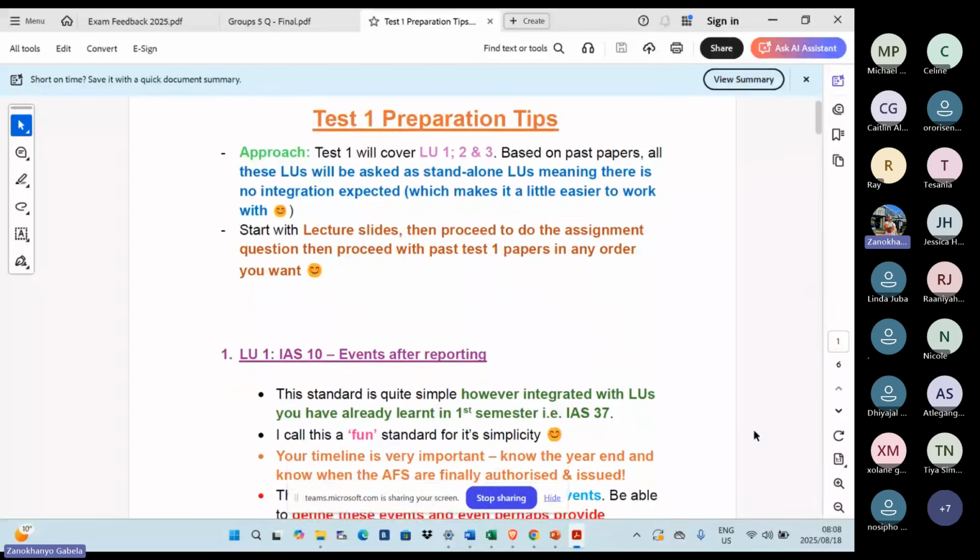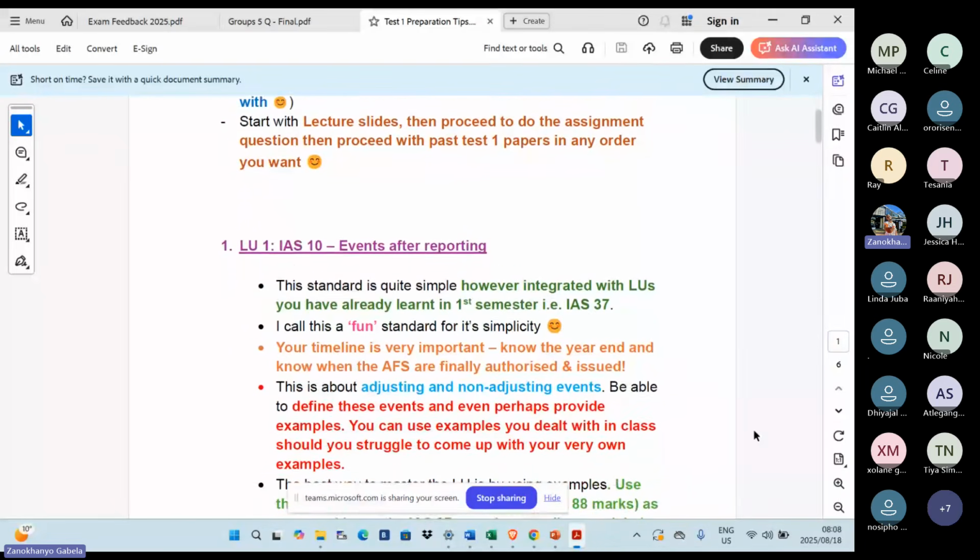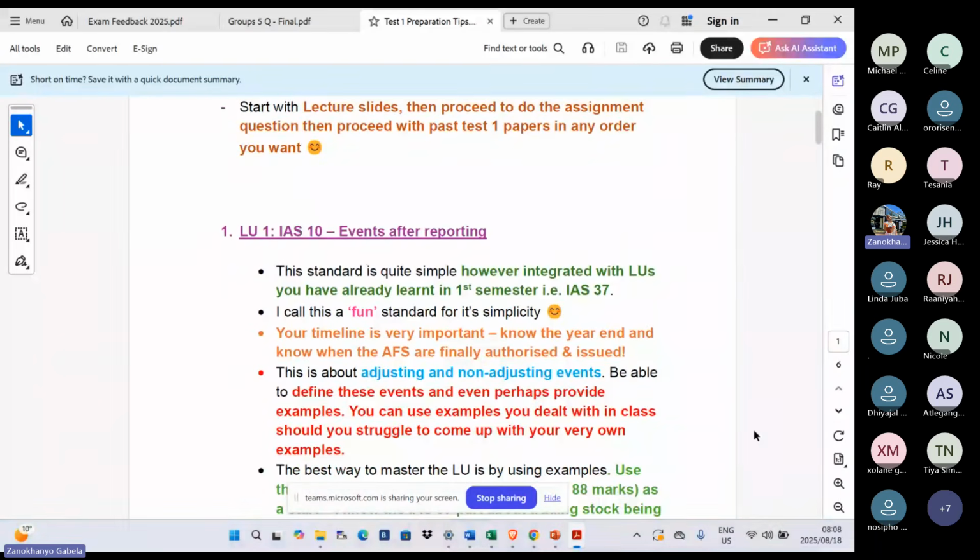So what can you expect in here? It's very simple. However, it's very much integrated with IAS 37. What is IAS 37? It's your contingent liabilities, contingent assets, your provisions. All of that was learnt in first semester. So you can expect some of those terms when you're answering your questions.